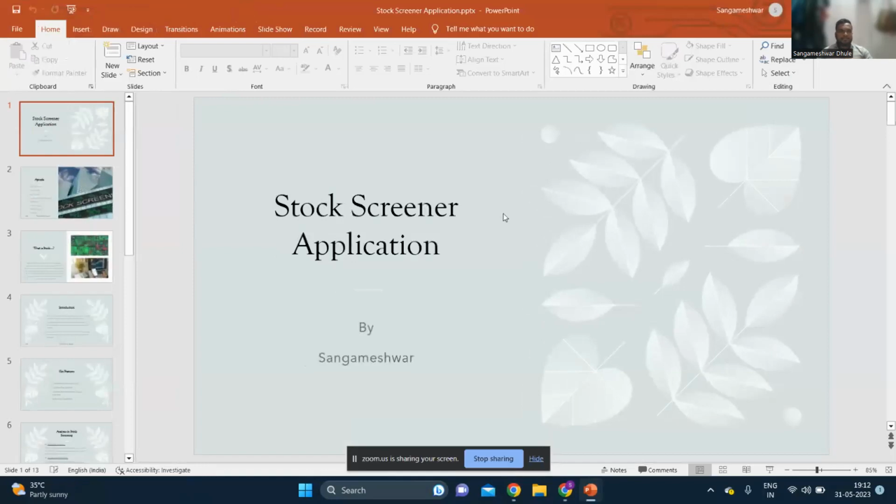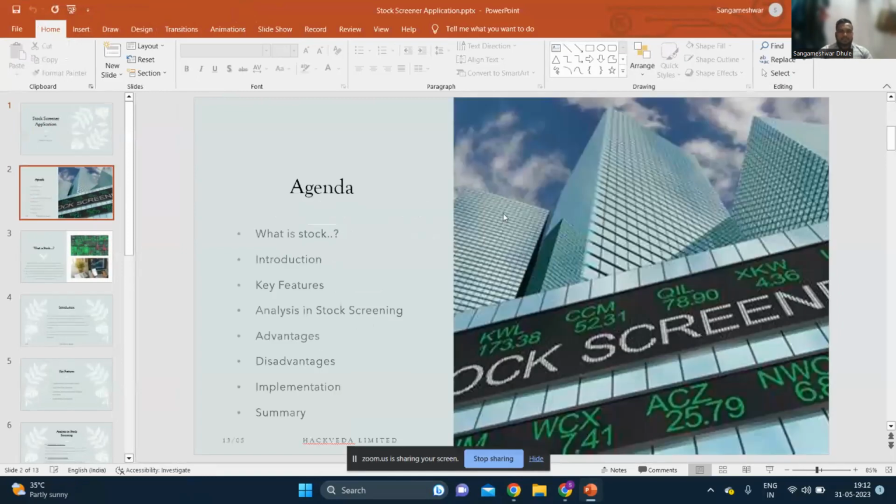Okay. So good evening, everyone. I am Sangameshwar Dhule. I am here to give a presentation on my task 6, that is the stock screener application. The agenda for today's presentation is: we're going to see what is a stock, the introduction to our application, then its key features, then what analysis in stock screening is, then its advantages and disadvantages, and finally we will see the implementation before the conclusion.